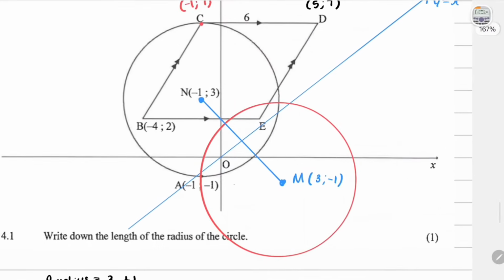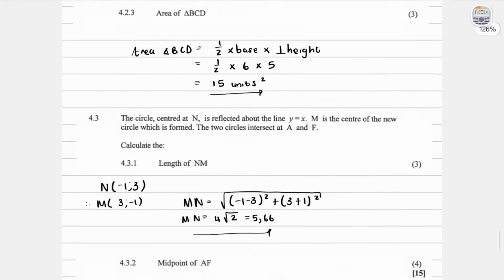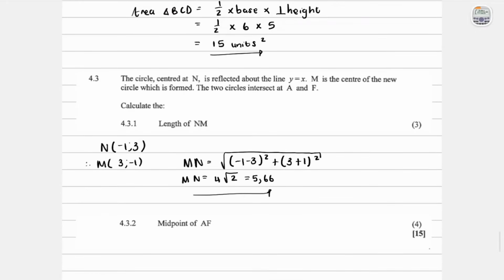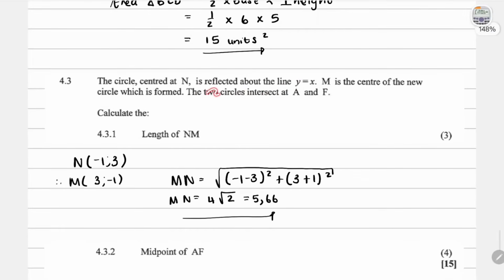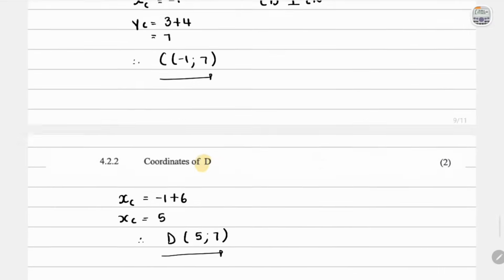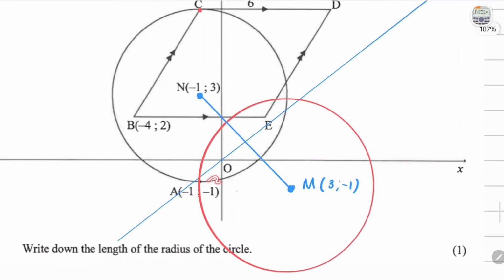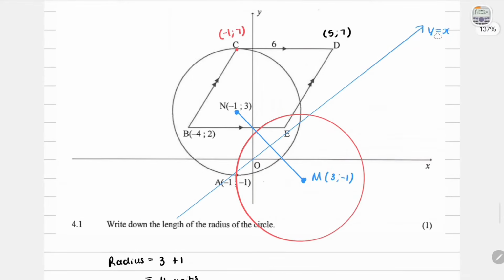So with AF, remember that they told us what F was. They specifically said that the two circles intersect at A and F. Knowing that, A is clear, that's here where they both intersect. Remember how A is a point that is (-1, -1). It lies on this line y equals x.